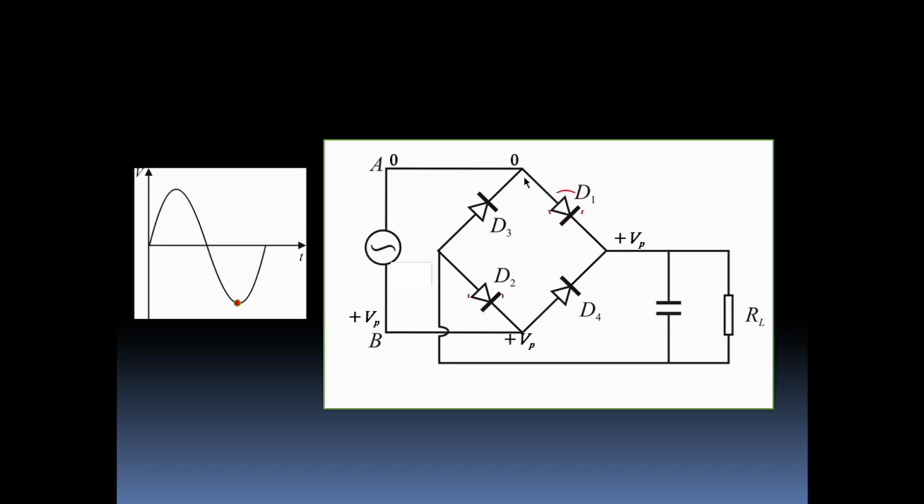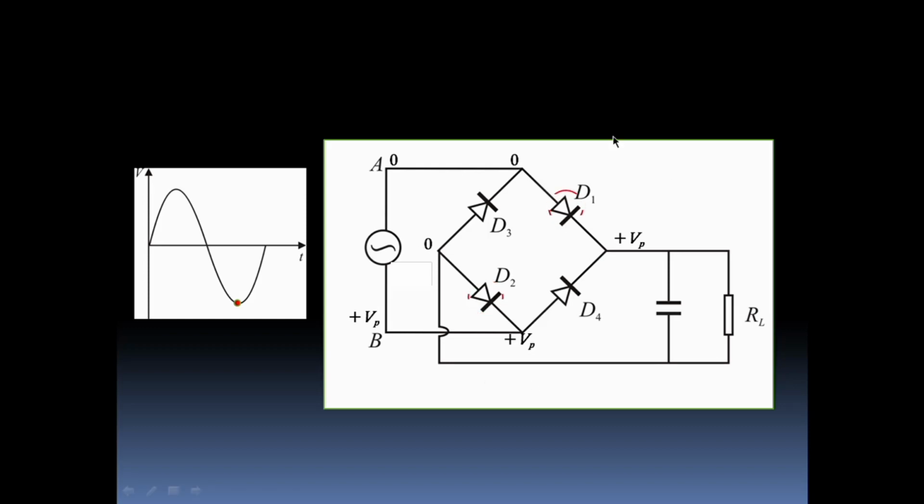Now you can see the potential drop across D1 is VP. And also D3 is forward bias at this moment, therefore the potential at this point also will be 0, and the potential difference across D2, which is reverse bias, is also VP. Then we can conclude that when we select diodes for the bridge circuit, their breakdown voltage must be greater than VP for the proper full wave rectification.